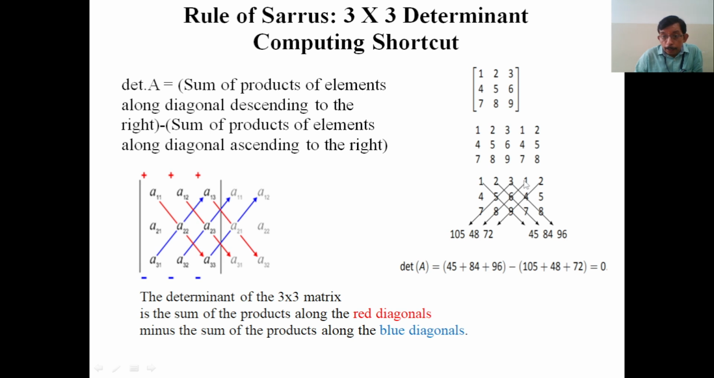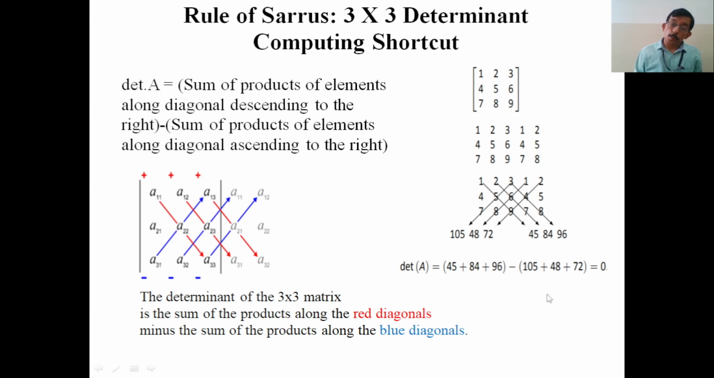After that, the ascending order. Now we take the ascending order from the right side. The first diagonal is 7, 5, 3. The second ascending diagonal on the right side is 8, 6, 1, and the last diagonal is 9, 4, 2. Is it clear, everyone? Then the difference of the diagonal sums is the value of the determinant.